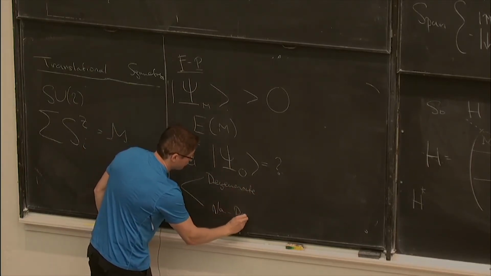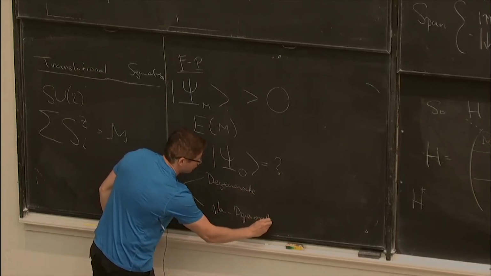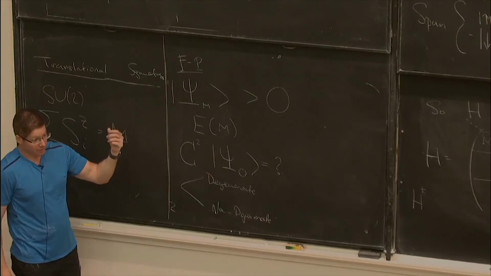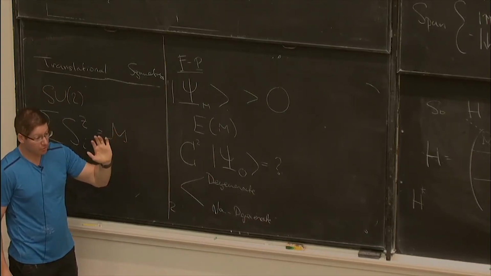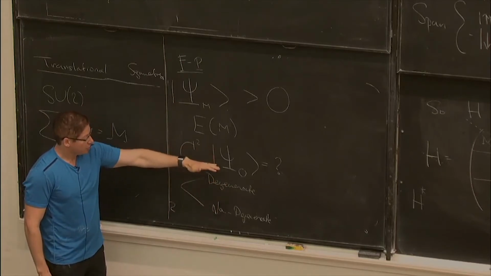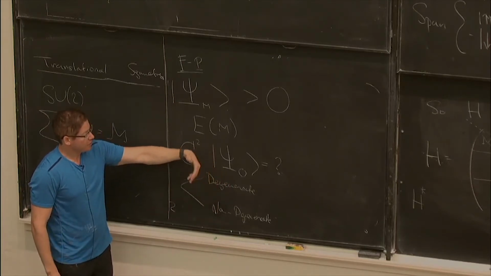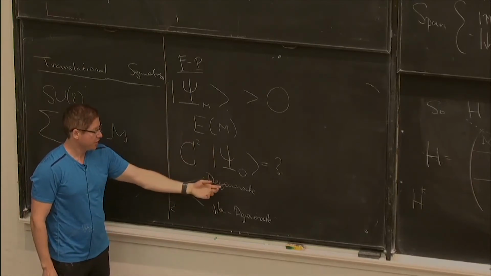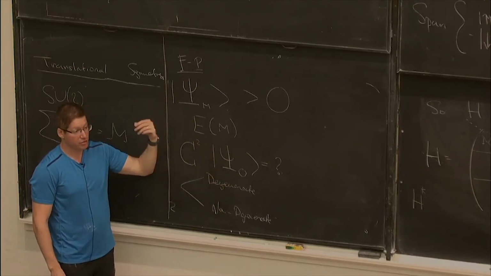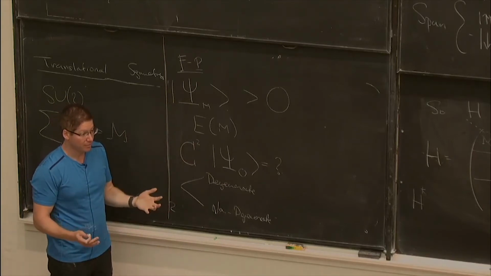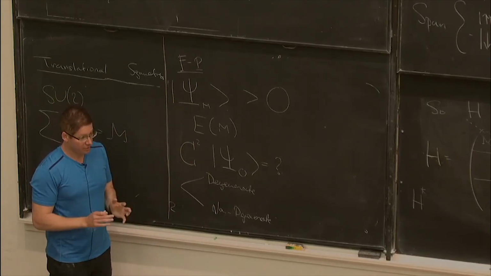Because of Frobenius Perron, the question of degenerate versus non-degenerate is the same as the question of what is the Casimir of the ground state. It's only because of Frobenius Perron, otherwise it's not the same question. So if the Casimir is 0, it's non-degenerate, and the spin must vanish. And if it's degenerate, the spin cannot vanish, and it's one-to-one. Is it clear or not so much?